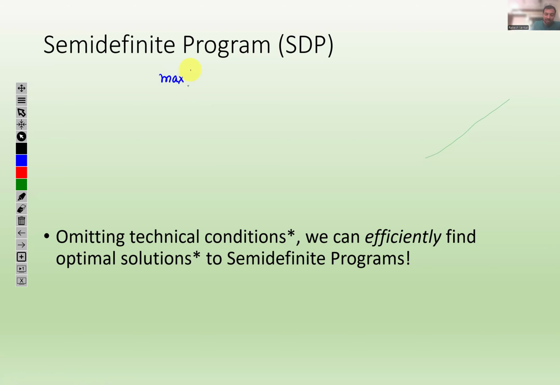I'm going to have max or minimization. I don't care which one it is because I can flip from one to the other by changing the cost function. The variables are xij's, right?